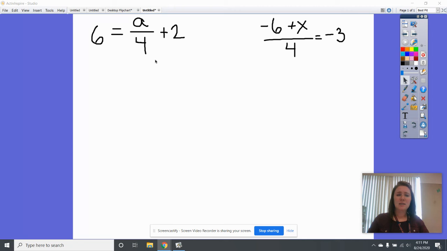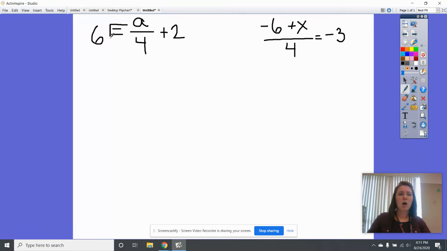Well, in this case, we want to choose the number that is not attached to the variable. That means the number that is not attached to the A. So in this case, this divided by 4, these are attached to each other, and this plus 2 is just chilling over on the side. So we got to get rid of the plus 2 first.